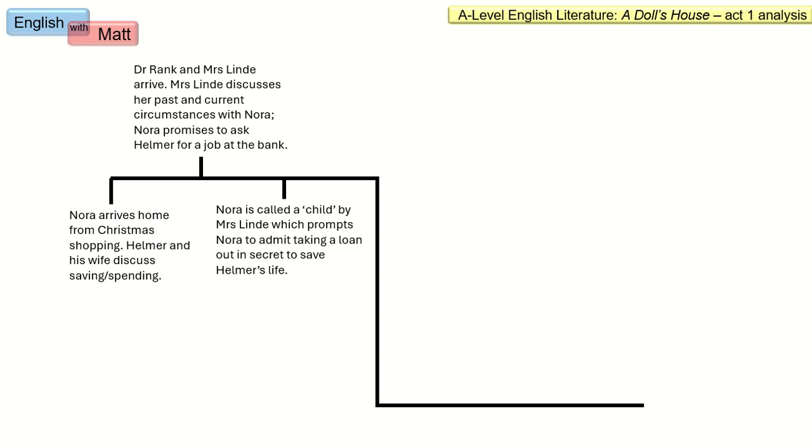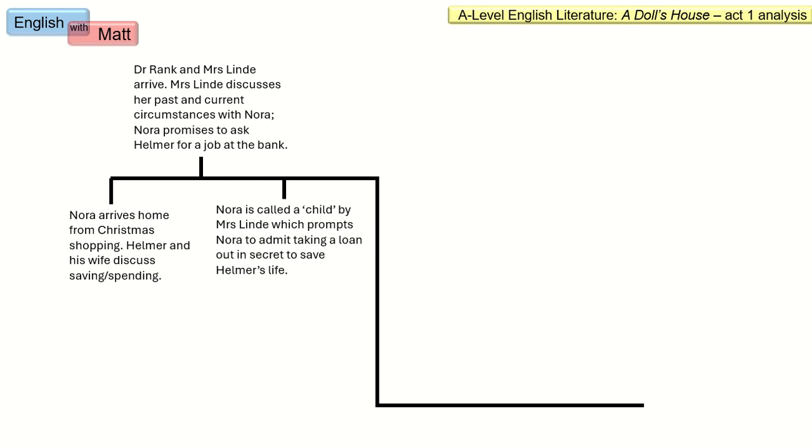A little bit later in that conversation, it becomes a little bit sour because Nora is called a child by Mrs. Linde, meaning that Mrs. Linde believes that Nora knows nothing about the world because she's lived this sheltered life as a housewife in the family home. And as a way to assert her independence and her capabilities, despite being a married mother, she admits that she has taken a loan out in secret, and that loan was taken out to save her husband's life by going on holiday to a warmer climate in Italy.